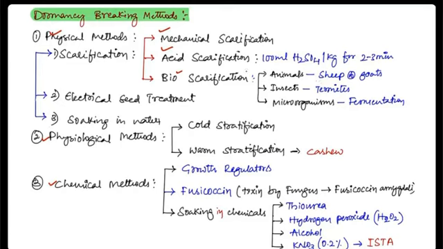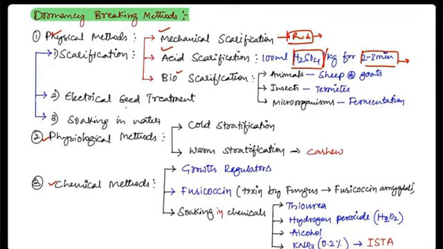When I talk of acid scarification, it is mainly sulfuric acid that is commonly used to break the dormancy. 100 ml of H2SO4 per kg is generally used for 2 to 3 minutes, and this is how the dormancy is broken. Manual scarification is just rubbing the seeds or using sandpaper or other things. So these are some physical methods which will help in breaking dormancy.